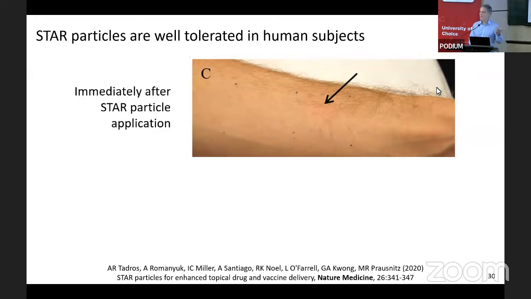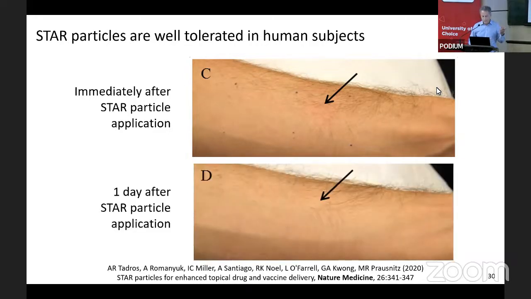And while you presumably don't see much there, and if you come back a day later, you still don't see much. So these star particles are very well tolerated, rubbed on the skin. They're described as a kind of a tingling sensation, but not something unpleasant, not something painful. And so we think that this bodes well for our ability to use star particles in a clinical setting.